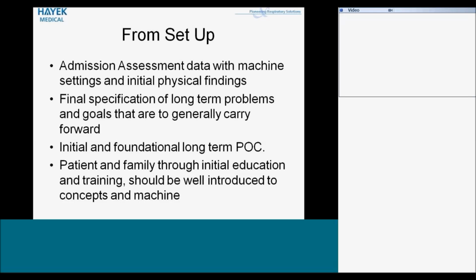Okay. So also at the setup process, the patient and family get their initial education and training and should be well introduced to the concepts of BCV and of the use of the RTX. However, during follow-up, we can certainly reinforce those.